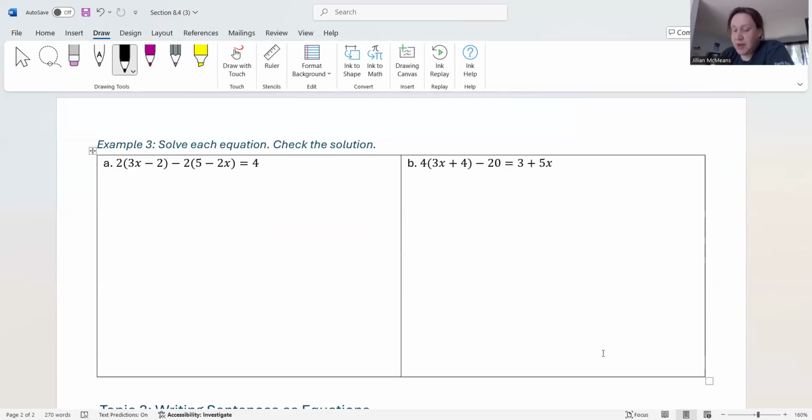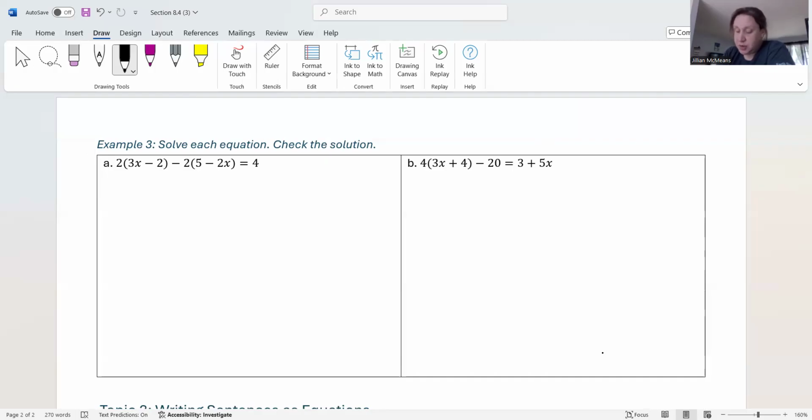Okay, so for part A, we have 2 times, in parentheses, 3x minus 2, minus 2 times parentheses, 5 minus 2x, and then that all equals 4. Okay, so we need to distribute twice. So let's go ahead and get to it.